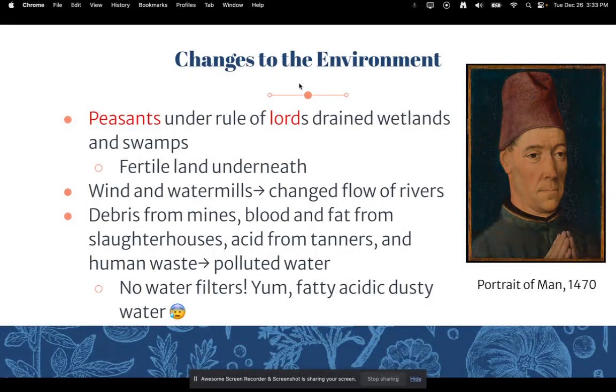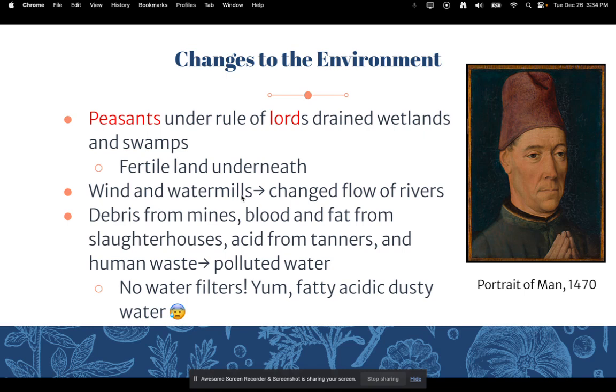All right, so a little bit more about changes to the environment. So peasants under the rule of lords were ordered to drain wetlands and swamps. So of course that's going to change the environment. The reason why they did that is because wetlands and swamps have very fertile land typically underneath.